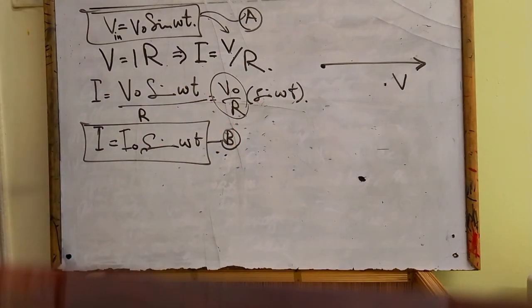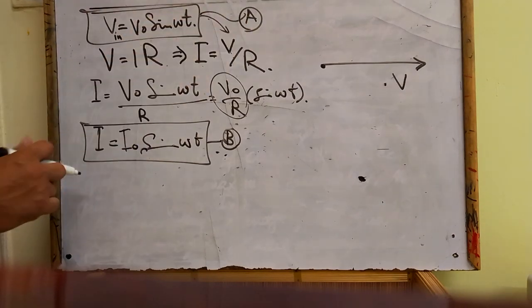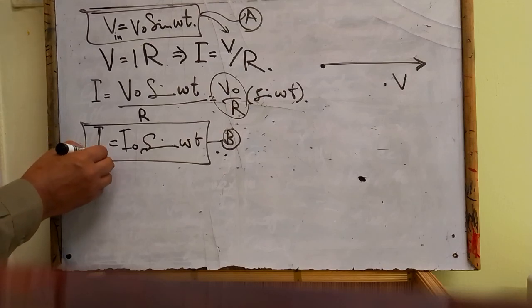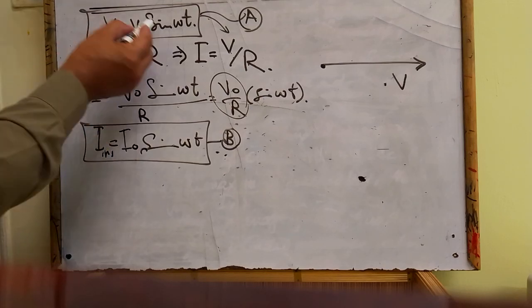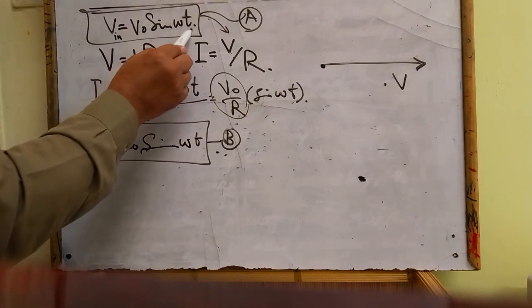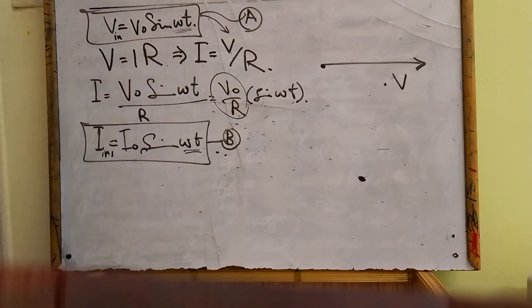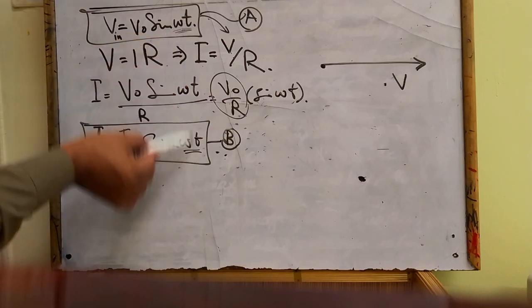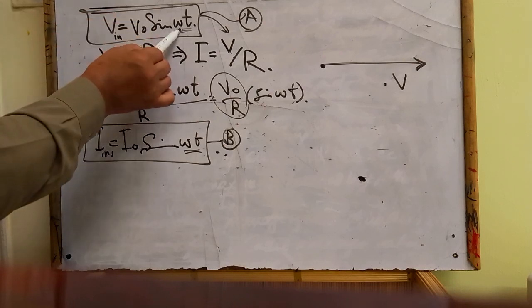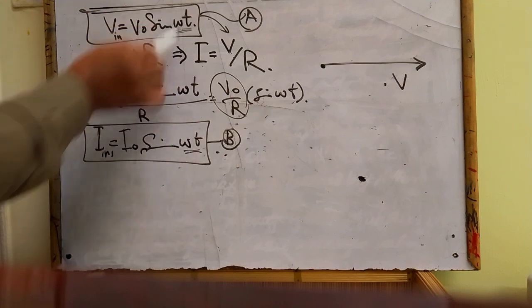So what are the characteristics, what are the properties of V and I whenever they are passing through an alternating current circuit? What can you conclude from these two equations? The most important thing you have to look for is the phase angle here, omega t and omega t. They are the same, their phase angles are the same. It means the current is in phase with the voltage as their phase angles are the same.